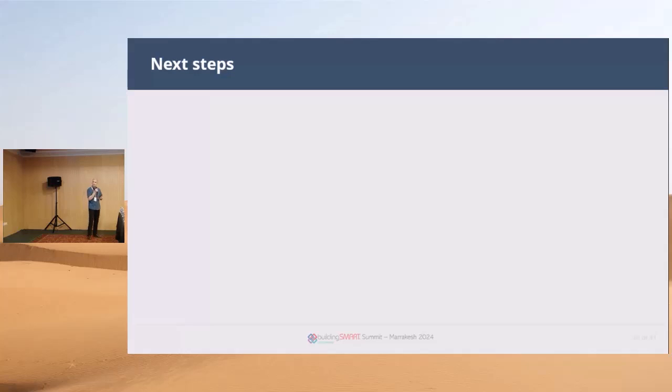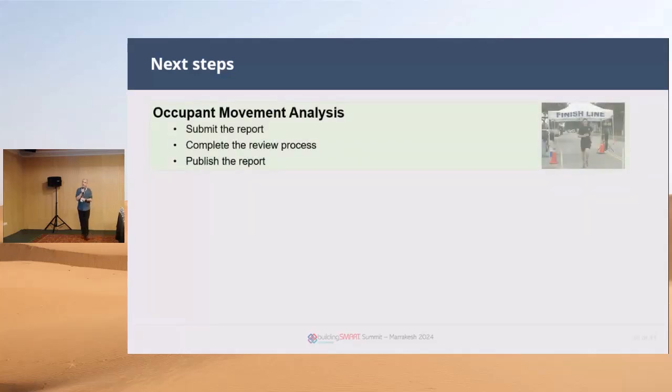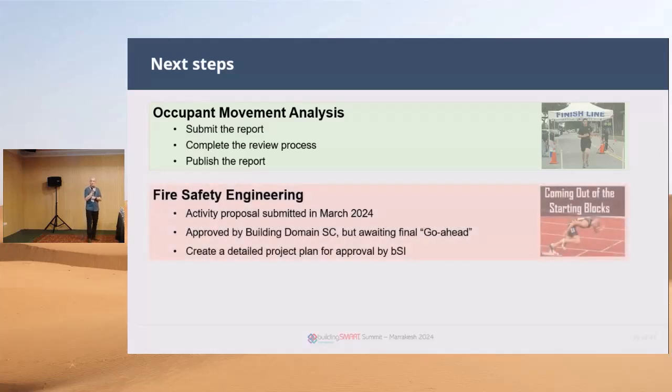Finally, next steps in the project. Well, occupant movement analysis is on the brink of submission. Then it'll be reviewed and hopefully published and then added into the IFC schema. Fire safety engineering, which is the project we started off with right at the start, the work for that has been started. The proposal has been accepted by the Building Domain Subcommittee, and we're waiting the final go-ahead. But we already have a PhD student working on it, and we'll be creating a detailed project plan soon.